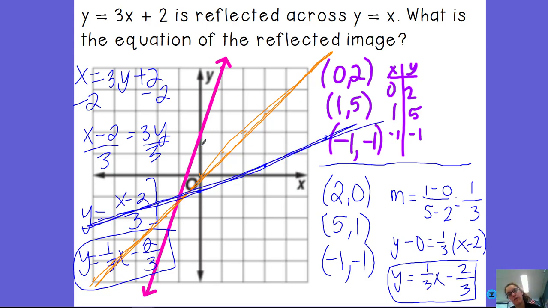So we are taking that pink line and reflecting it over the orange line. The blue line and the pink line look like mirror images of each other across that orange line, y equals x.